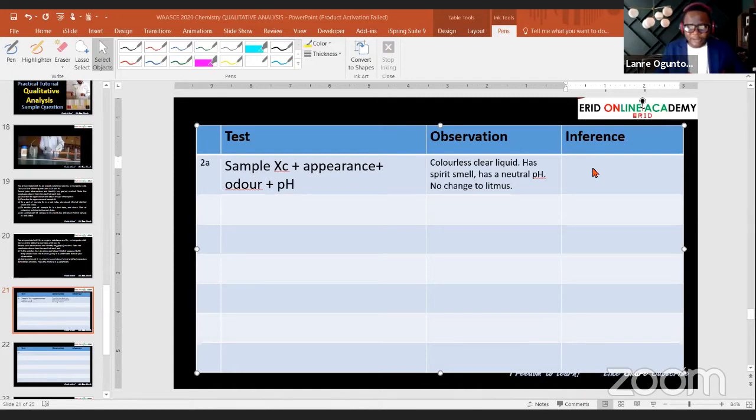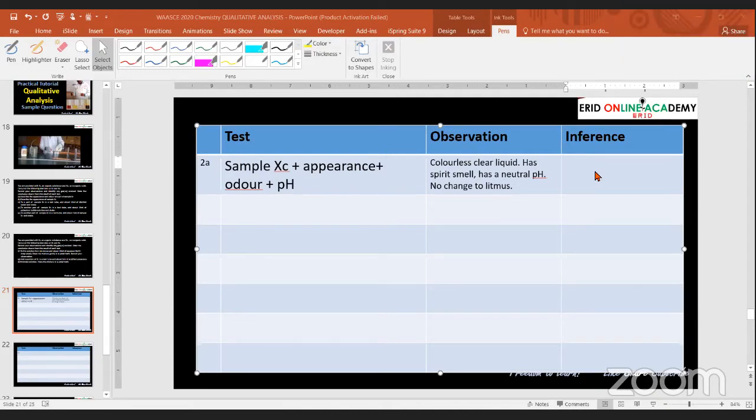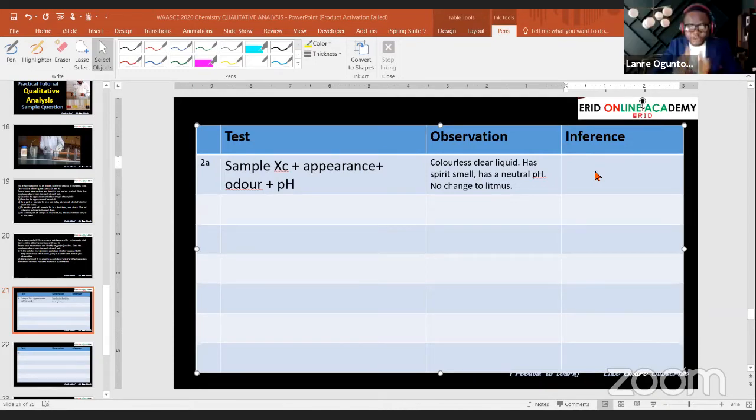So I want to be sure that you are writing your notes, everyone. Do you have your notes with you? Yes. Okay, please get your notes, do your own table, and be writing your test, observation, and your inference. We can infer from this that it's a neutral liquid, but we can't tell more about that. That's what we can say for now, okay?